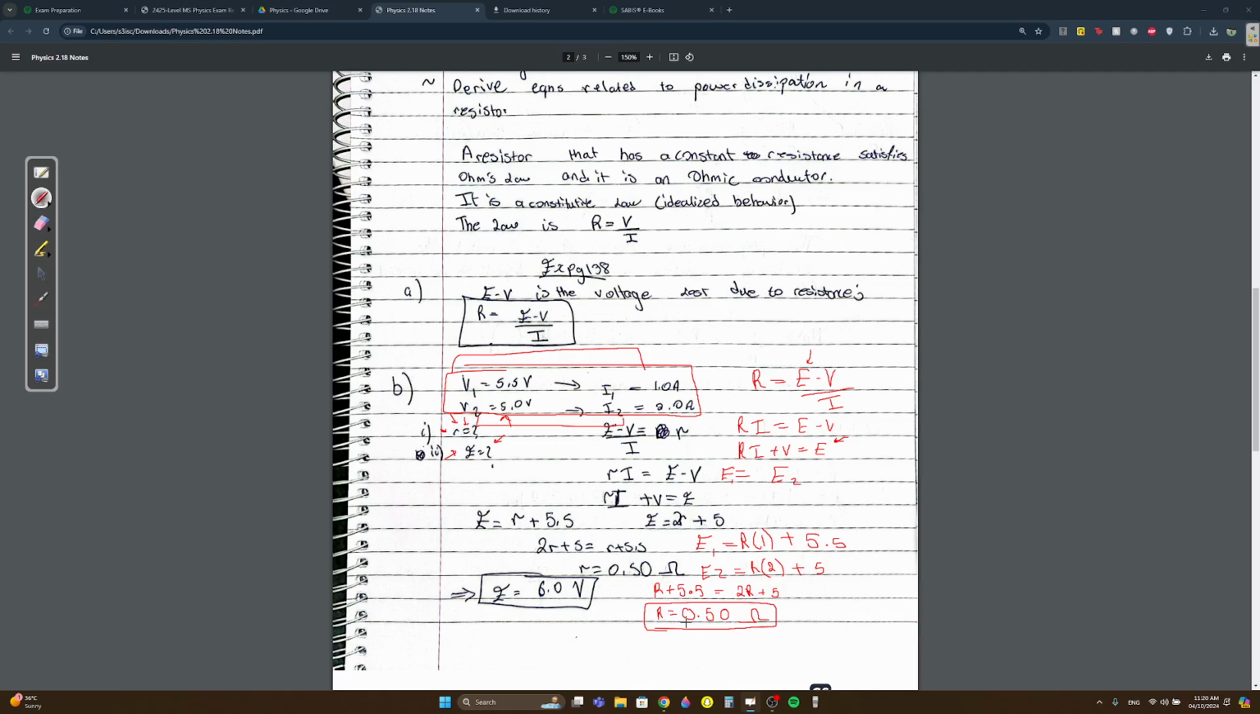Okay, so now we can just substitute in the EMF. We know that in any of the equations, we can just substitute R. In this case, we substitute 0.5 as R times 1 plus 5.5. You get 6.0 volts. This is how to solve this type of question in case it comes.